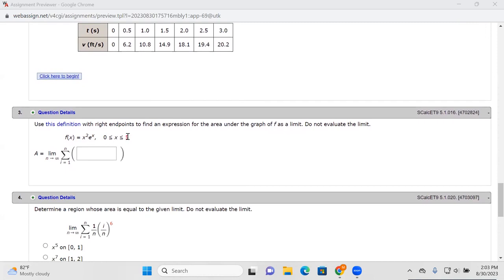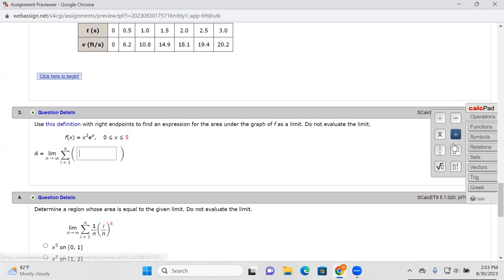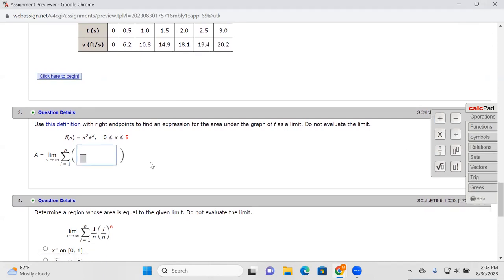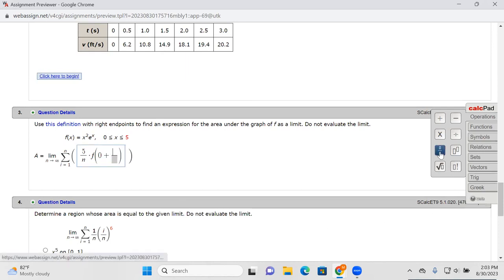Right, with this one here, we've got x between 0 and 5. So we know for sure, I'm not an expert with this, but we know for sure 5 over n is coming in as the width of our rectangle. And then what's our other piece? Our other piece is f of 0 plus 5i over n. So let me write it in here, 5i over n.